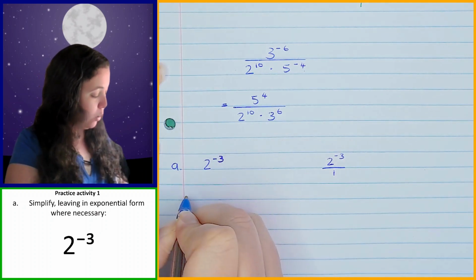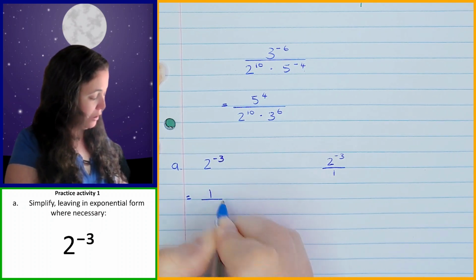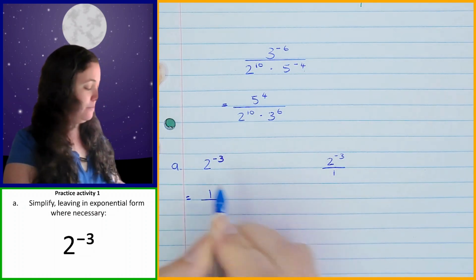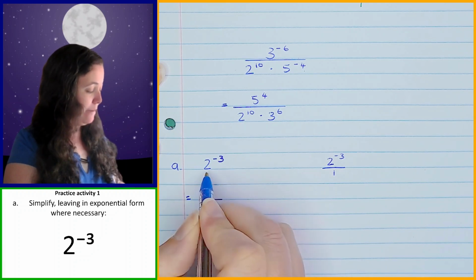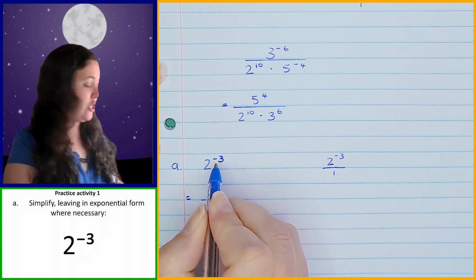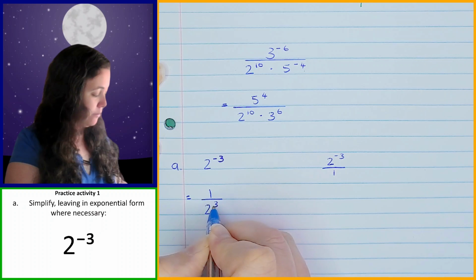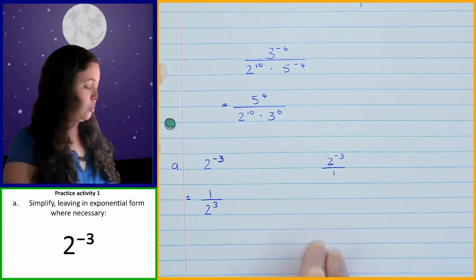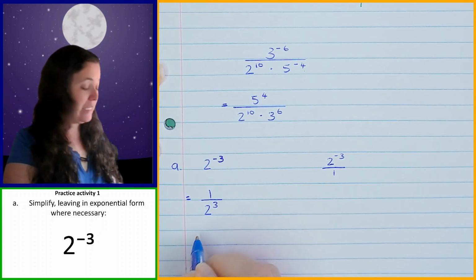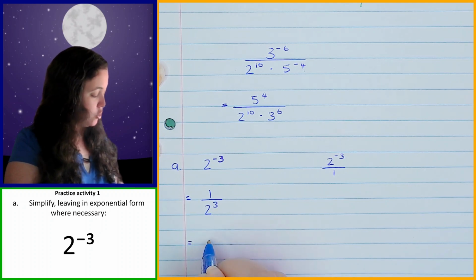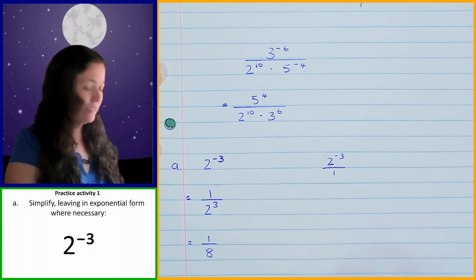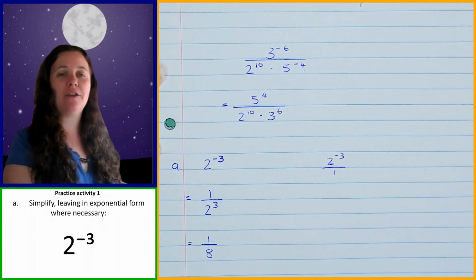So it's going to be 1 over, and then when I move this to the bottom, the base stays the same, but the exponent is going to change sign from negative to positive. Like that. So you should have got 1 over 2 to the power of 3, which you can then simplify to 1 over 8. Okay, so that's what you should get for that question. Right, now let's go and have a look at the next one.